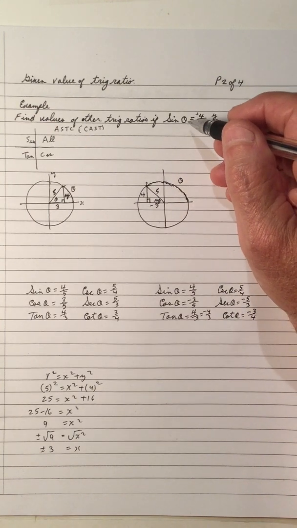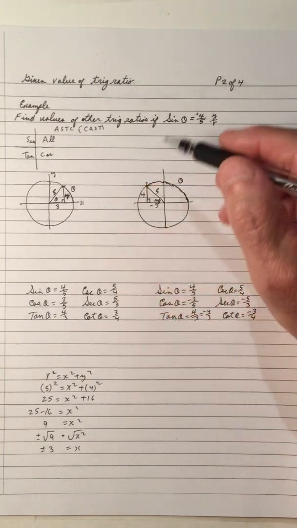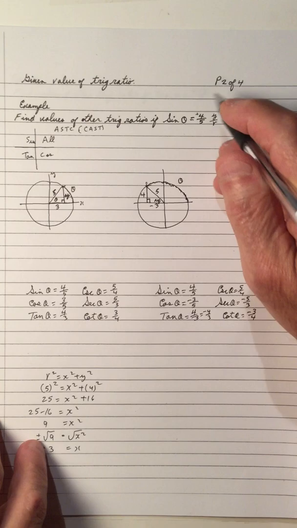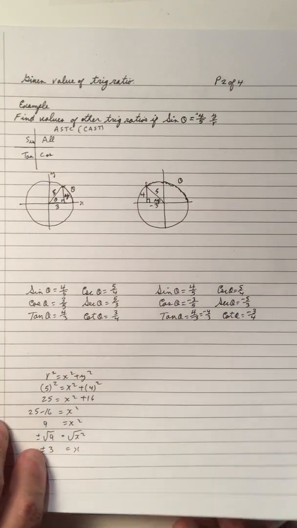So notice the difference between the first video, part 1, and this one, part 2. In part 1, I gave you where to draw the diagram, one of these two, but here you have to put it in two locations because the trig ratio is positive in two quadrants and negative in the other two.